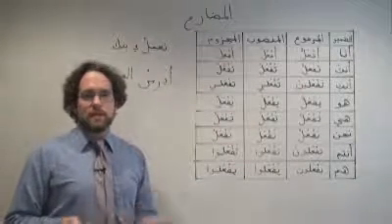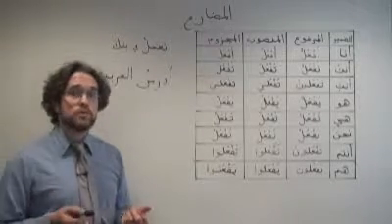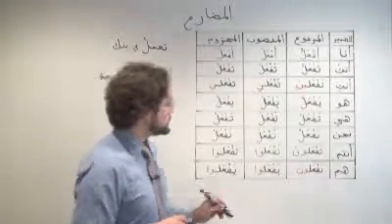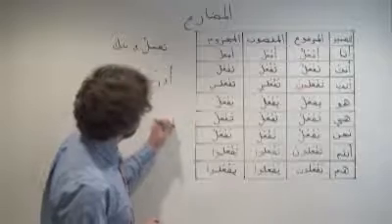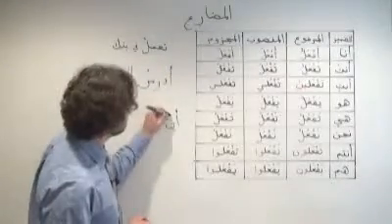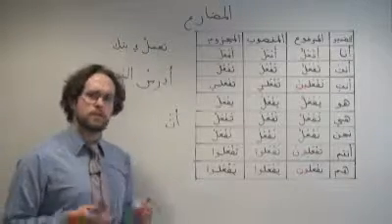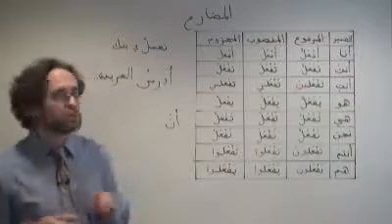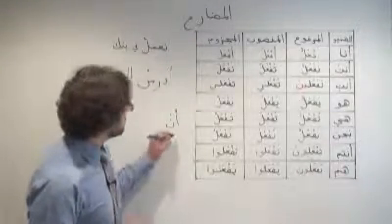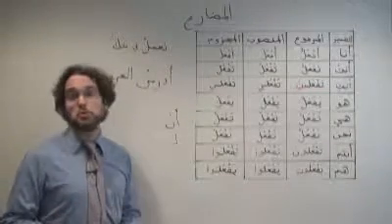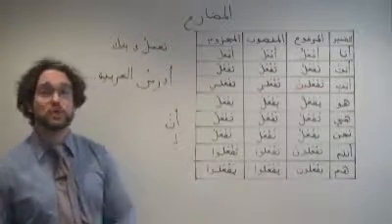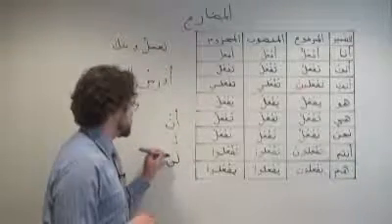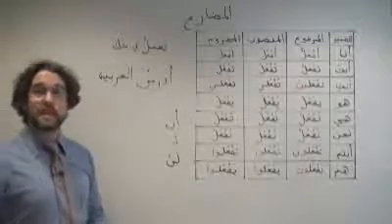Mansub is a form that we see usually because we're using a connecting particle that requires it. These include words like an, which we use to connect verbs, right? It functions as the to between two verbs that we hear in English: he likes to go, she wants to see, and we'll have some examples. Also the li, meaning in order to, right? I'm going to the library to study. And also after lan, which is the particle that we're going to use for negating the future.